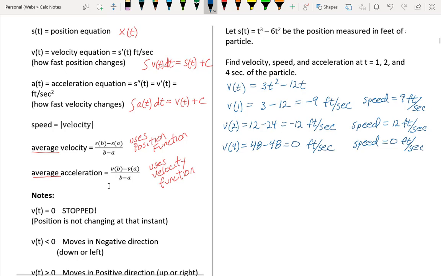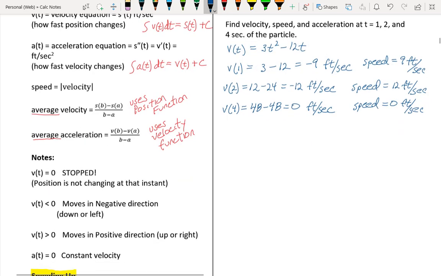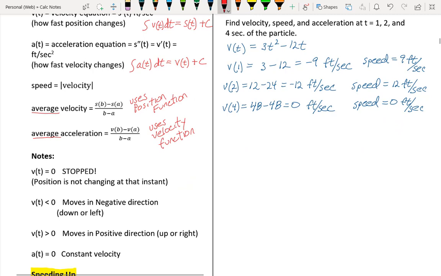Then they wanted the acceleration. So to do acceleration, we need a function for that. So we're going to do a of t, which means we take the derivative of v of t. So that's going to be 6t minus 12. And again, they wanted a of 1, a of 2, a of 4. So a of 1 is going to be 6 times 1 is 6. 6 minus 12 is negative 6. And this is in feet per second squared.